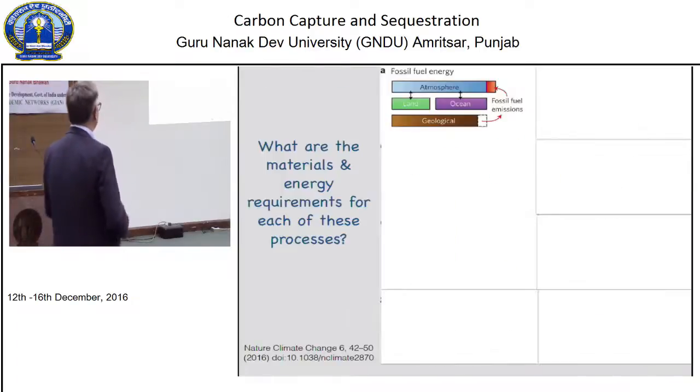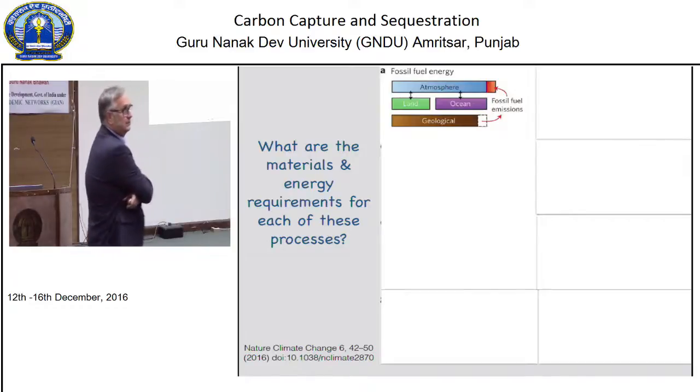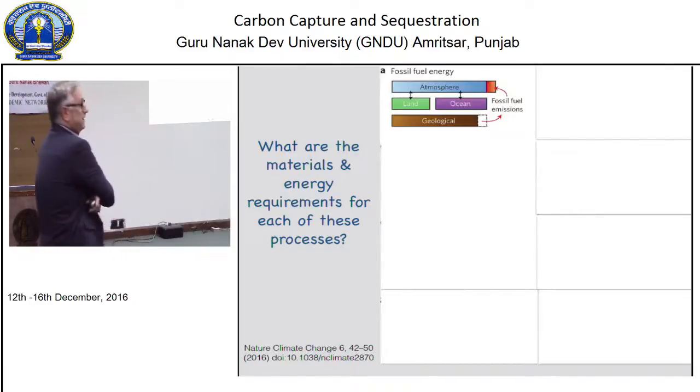So let's summarize the same Nature Climate Change article with a series of bar graphs that shows us how to compare all these various technologies. So here I have a bar graph. This is the atmosphere. Here's carbon underground. Here's carbon in the land, carbon in the ocean. And fossil fuel energy, as we consume it right now, takes carbon out of the geology and adds it to the atmosphere. That's where we're at right now.